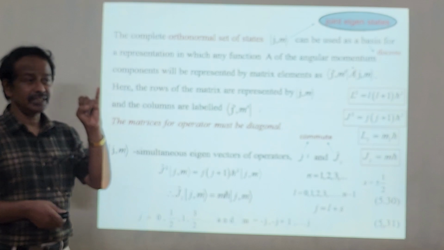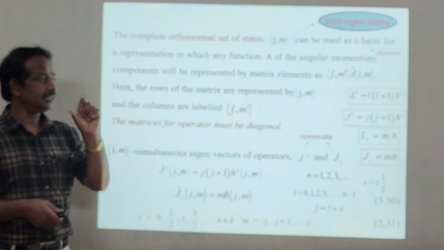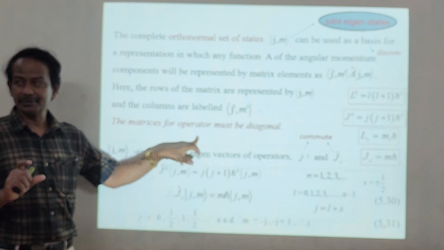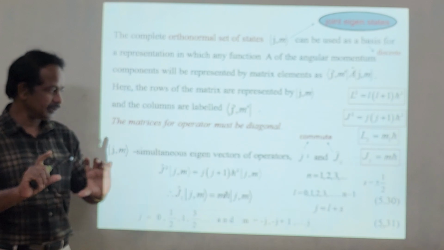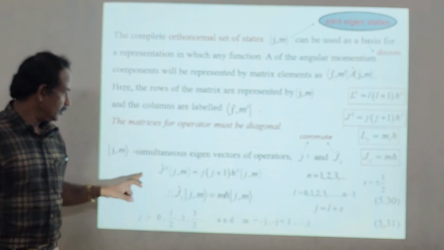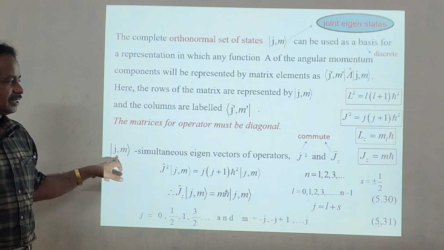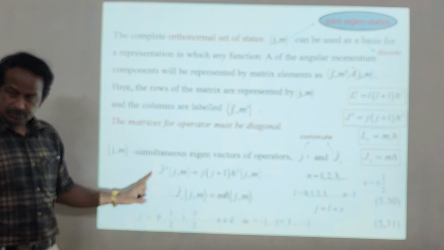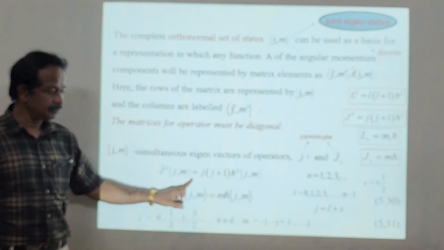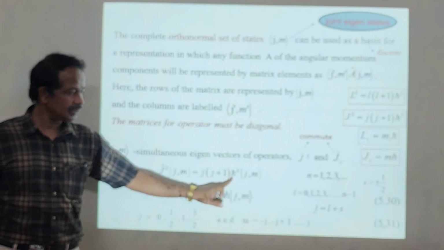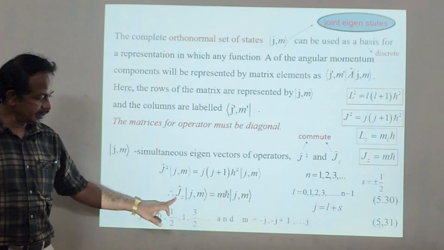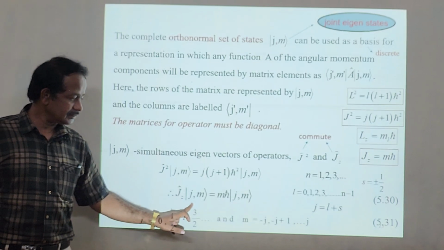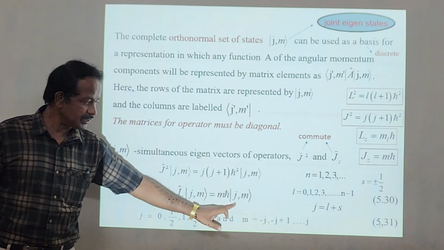As I said, J squared and J z will have diagonal elements. Very important one. We are going to look into it now. J comma m are simultaneous eigenvectors for J squared and J z because they commute with each other. So J squared acts on J comma m and gives eigenvalue J into J plus 1 h bar squared. Similarly, J z, with simultaneous eigenstates, acts on ket J comma m and gives eigenvalue m h bar.